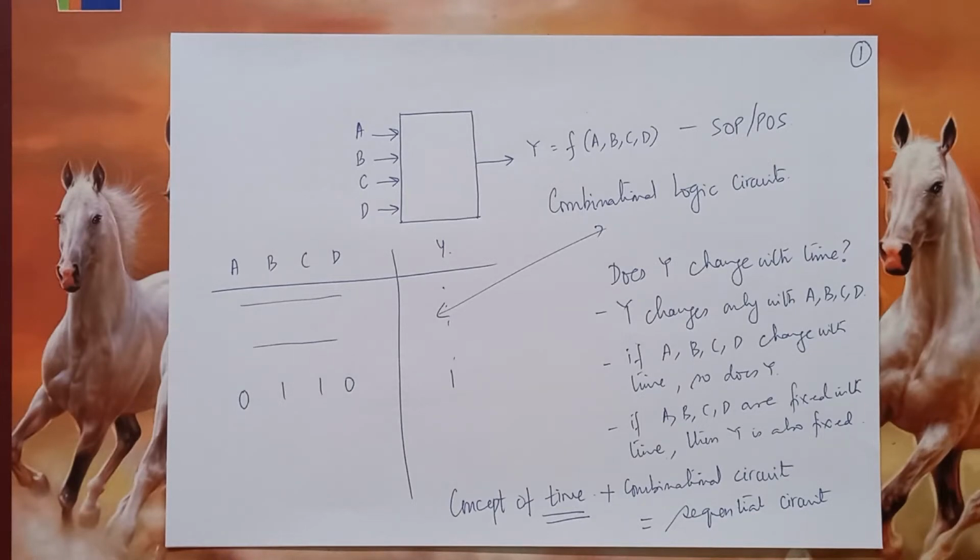Now, when I say I'm introducing the concept of time, what that means is, when you talk of time, there can be multiple things. You can have values that have already happened in the past, the values that are currently coming to the system, that is the present. You can also have the values which are expected to come in the future. So the concept of present, past and future tenses is also coming in.